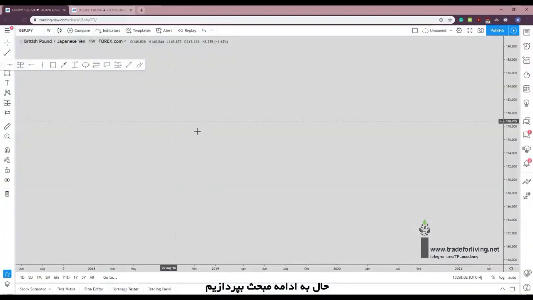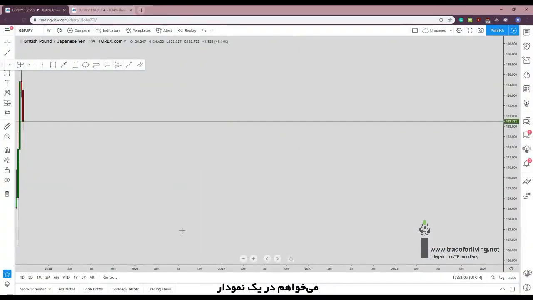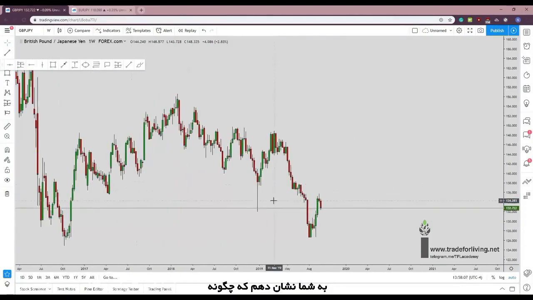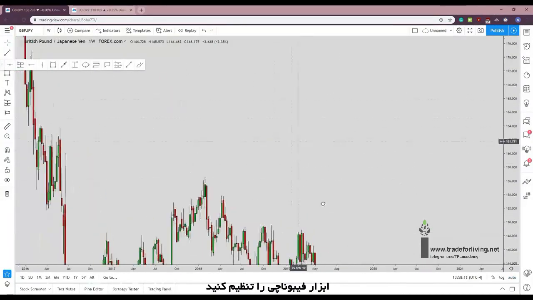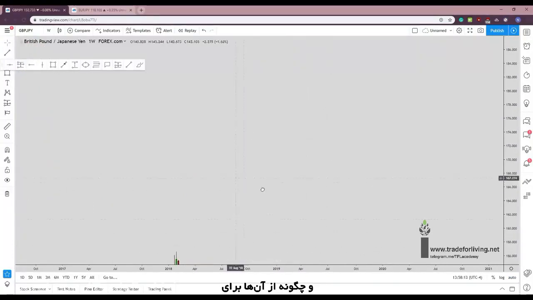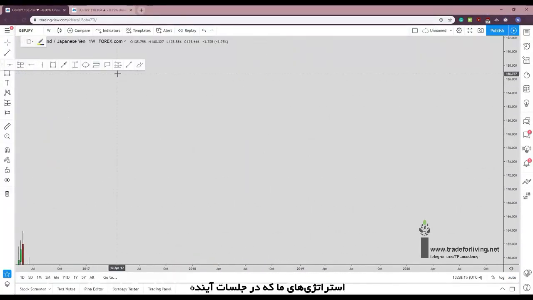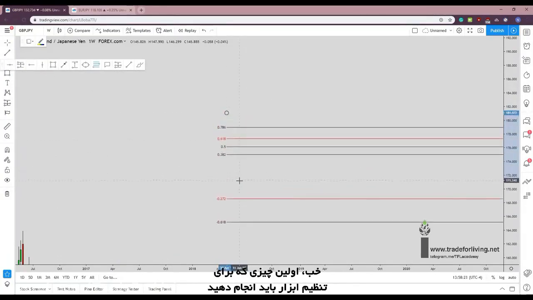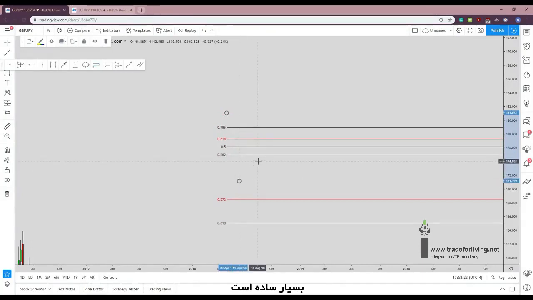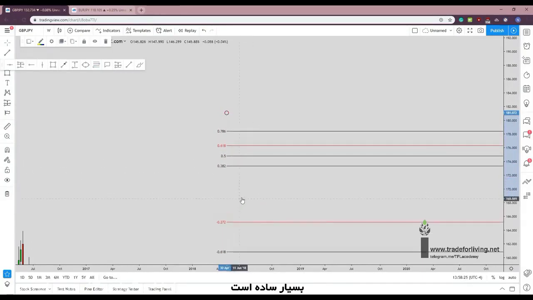Now let's go on any chart basically, and I want to show you how you're supposed to set up your Fibonacci and how we use our Fibonacci in our strategies that we will be teaching in the next sessions. So the first thing, how you're supposed to set up your tool. Very simple. This is how you're supposed to set up your tool.